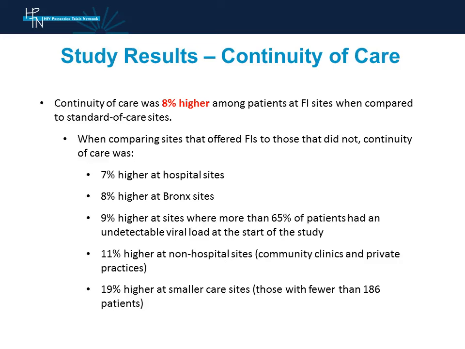And then finally, we looked at continuity of care. This is really looking at how many people came back for visits to have blood drawn for viral load and CD4. Overall, we saw an 8% increase. And depending on what subsets of the sites, we saw an increase from as low as 7% at hospital sites all the way up to almost 20% at smaller care clinics. So we saw quite an impact on the volume of visits that people came and received during this intervention. Next slide.